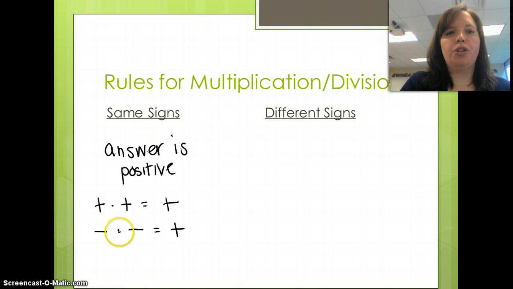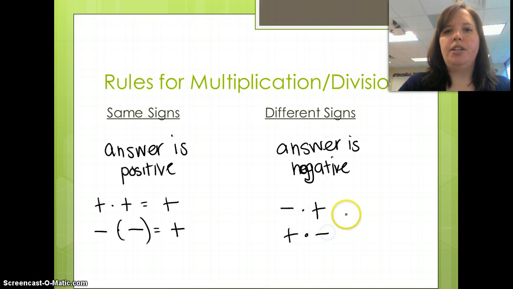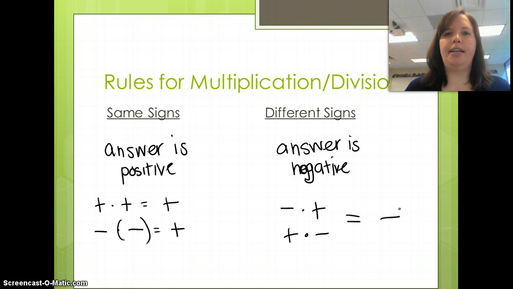Ways we can show multiplication, don't forget the little dot, or we could do parentheses as well. If there are different signs, then the answer is always negative. Oops, negative, spelled correctly. So a negative times a positive, or a positive times a negative, your answer is always a negative.